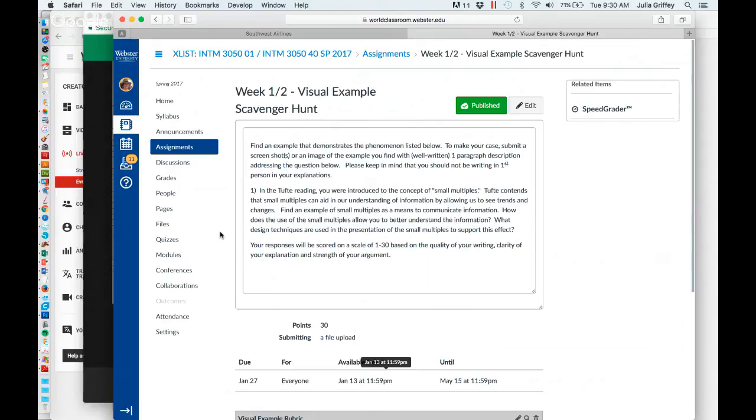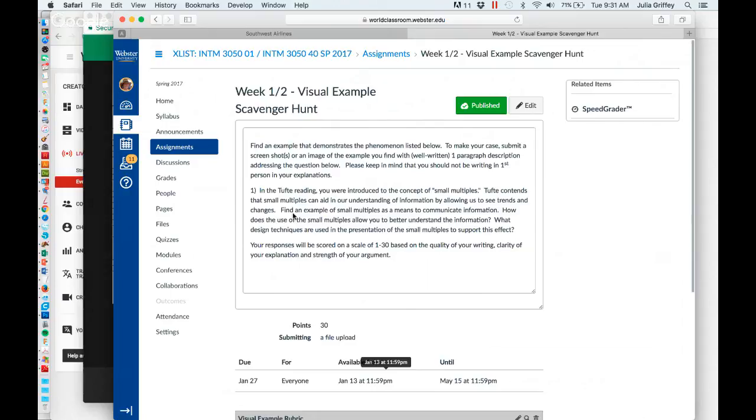Okay. So that is your scavenger hunt for weeks 1 and 2. And again, I'll have you look for different things every week. In this particular example, I'm not telling you to find an example that has to be a website or an app. You might see an example of small multiples in a printed piece, on a sign. You may notice the concept in other places. You'll learn a lot more about small multiples in the Tufte example. I'll give you the one-sentence description.